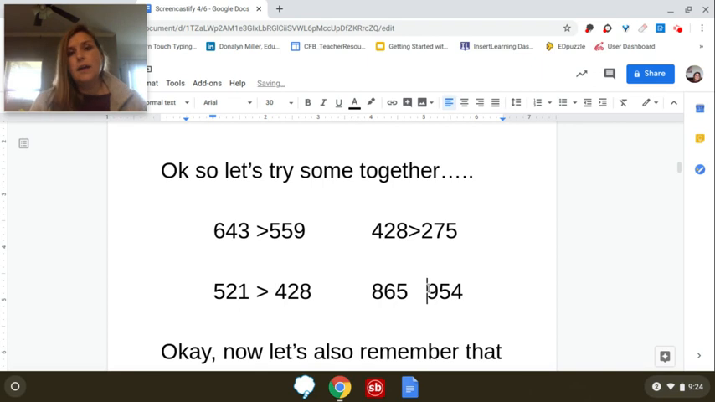Okay, let's go to this one. We have 865, 954. We go to the hundreds place. 800 is smaller than 900. So here, we need it to open to the larger number. We're going to use that less than sign. So 865 less than 954.